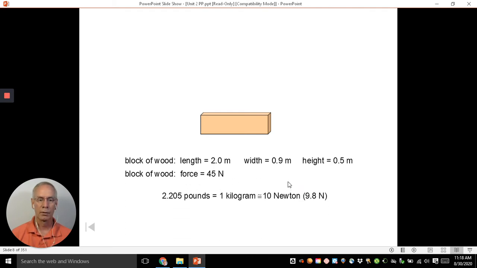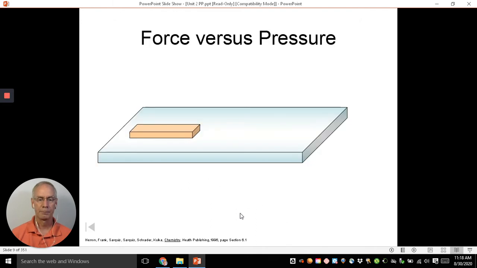And so let's look at this. Here's a definition of a newton. It's 2.205 pounds. That's equal to 10 newtons. It's really 9.8, but we'll call it 10 newtons or a kilogram.